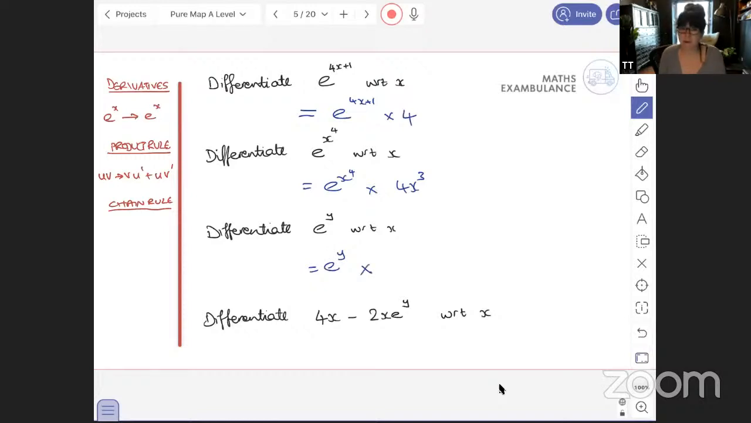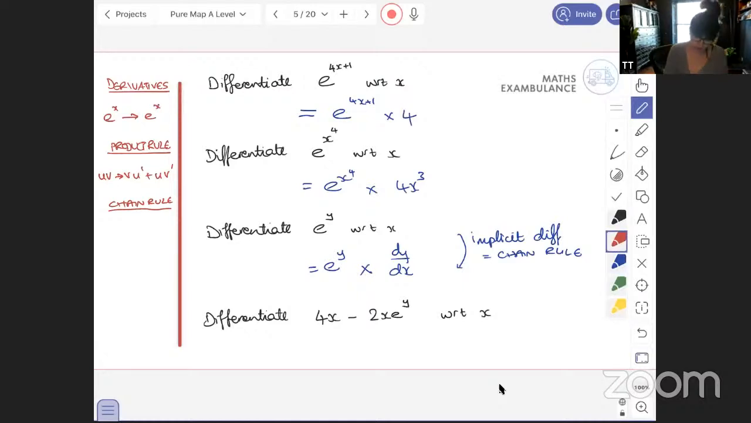And now we multiply by the derivative of the inside. Done. Okay? It is just the chain rule. Implicit differentiation is equal to the chain rule. It's nothing different. What you do with the chain rule, the way I think it helps to think about it, is pretend there's no problem, and then times by the derivative of the inside thing.